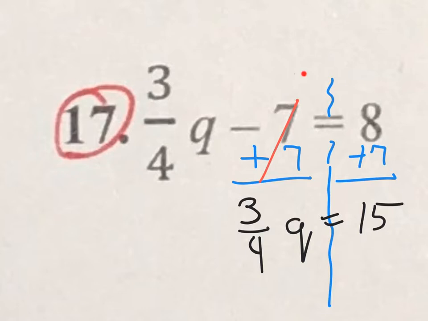A lot of people right at the start, they want to get rid of the fraction. They're like, oh, I don't like fractions, I want to multiply everything by 4. It's not the bum at the corner, right? Let's get rid of the bum at the corner first. It makes it easier for everybody.